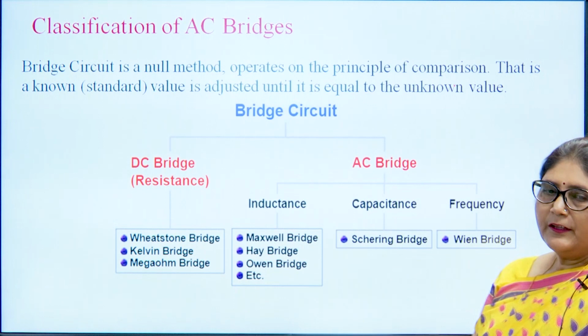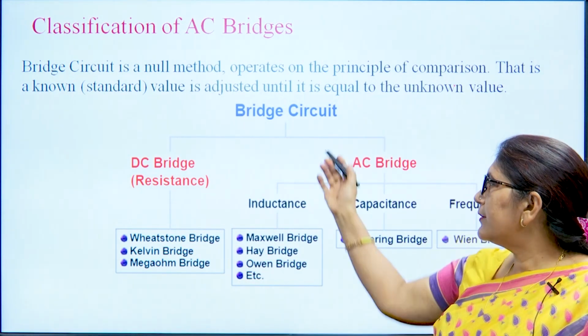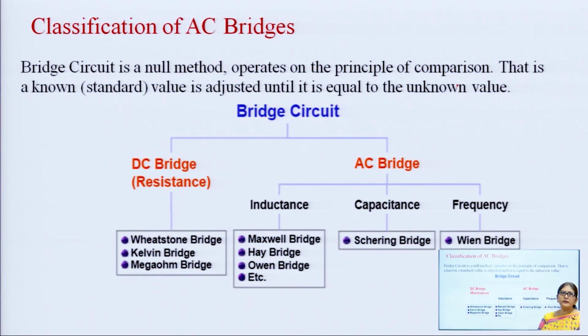So, this is the classification of bridge circuits. We can classify bridge circuits into 2 types, one is DC bridge, another is AC bridge. In DC bridges we generally use the Wheatstone bridge, Kelvin bridge, and megohm bridge. In AC bridges we can measure inductance, capacitance or frequency. For inductance, I will discuss 3 types of bridge, that is Maxwell bridge, Hay bridge and Owen bridge. For the measurement of capacitance I will discuss the Schering bridge, and for the measurement of frequency the Wien bridge is used.